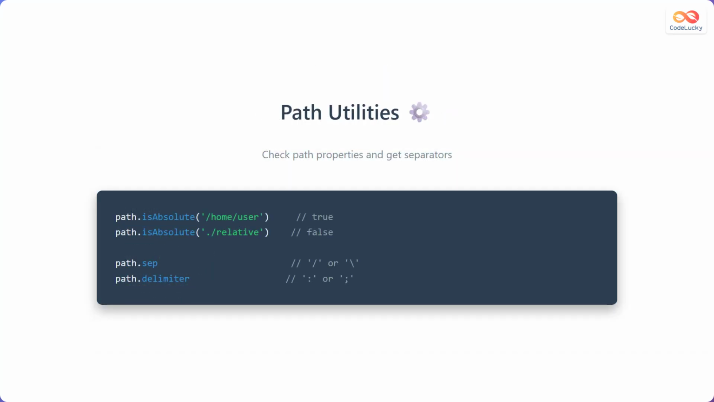The path module offers some utility functions like path.isAbsolute, which checks if a path is absolute, returning true for absolute paths like /home/user, and false for relative paths like /relative. Also, path.sep provides the platform-specific path separator, which is / on Unix-like systems and \ on Windows, while path.delimiter provides the path delimiter, which is : on Unix-like systems and semicolon on Windows.